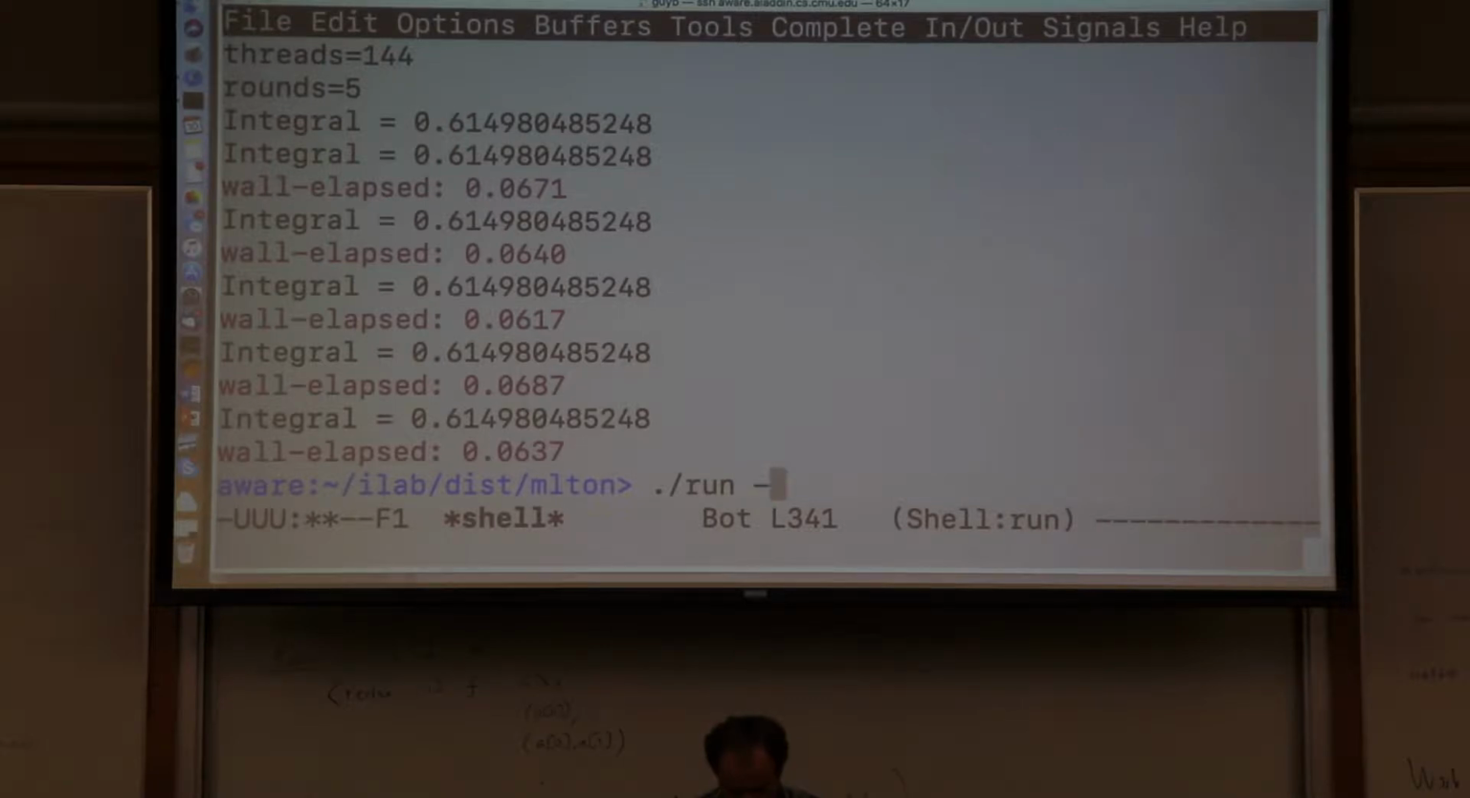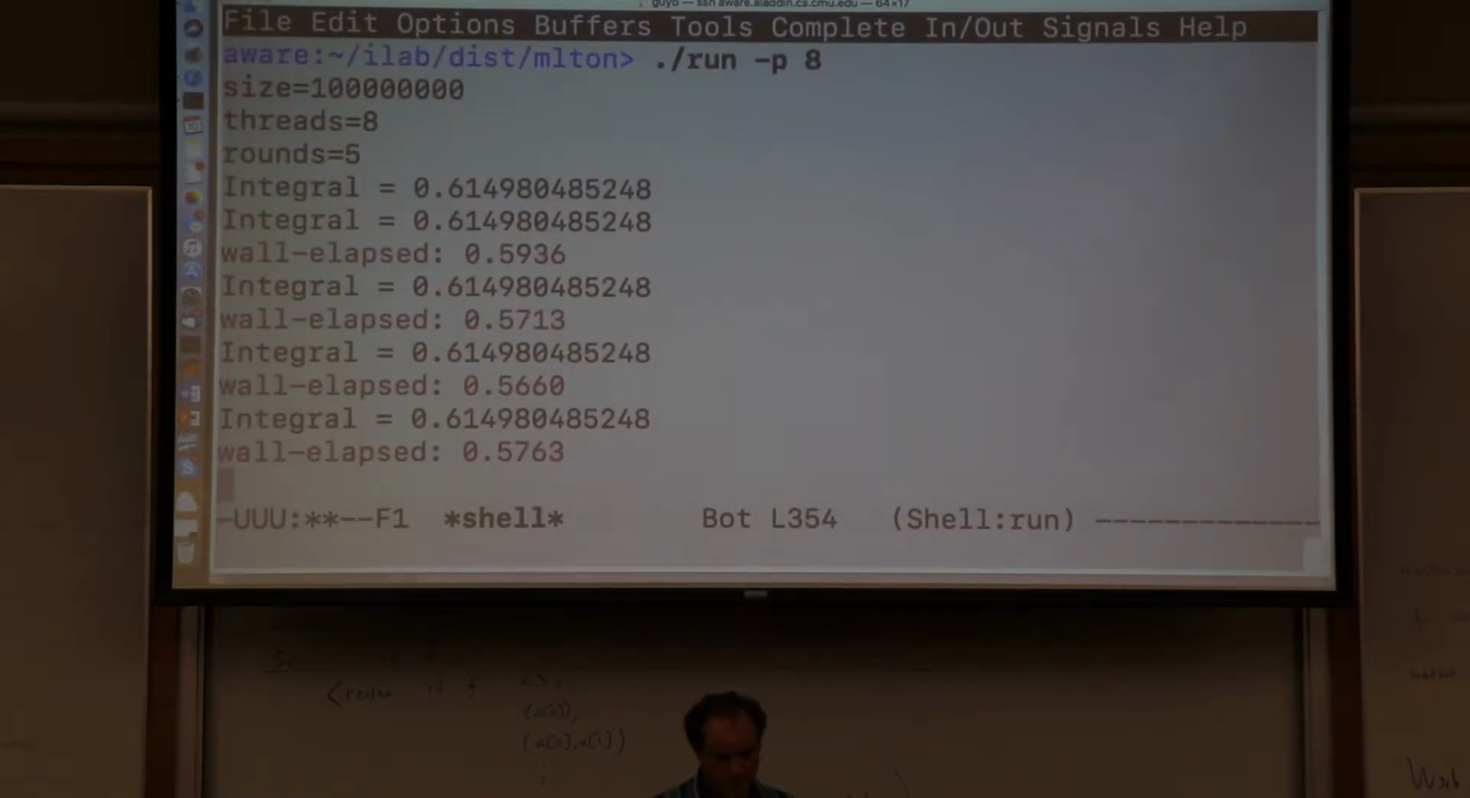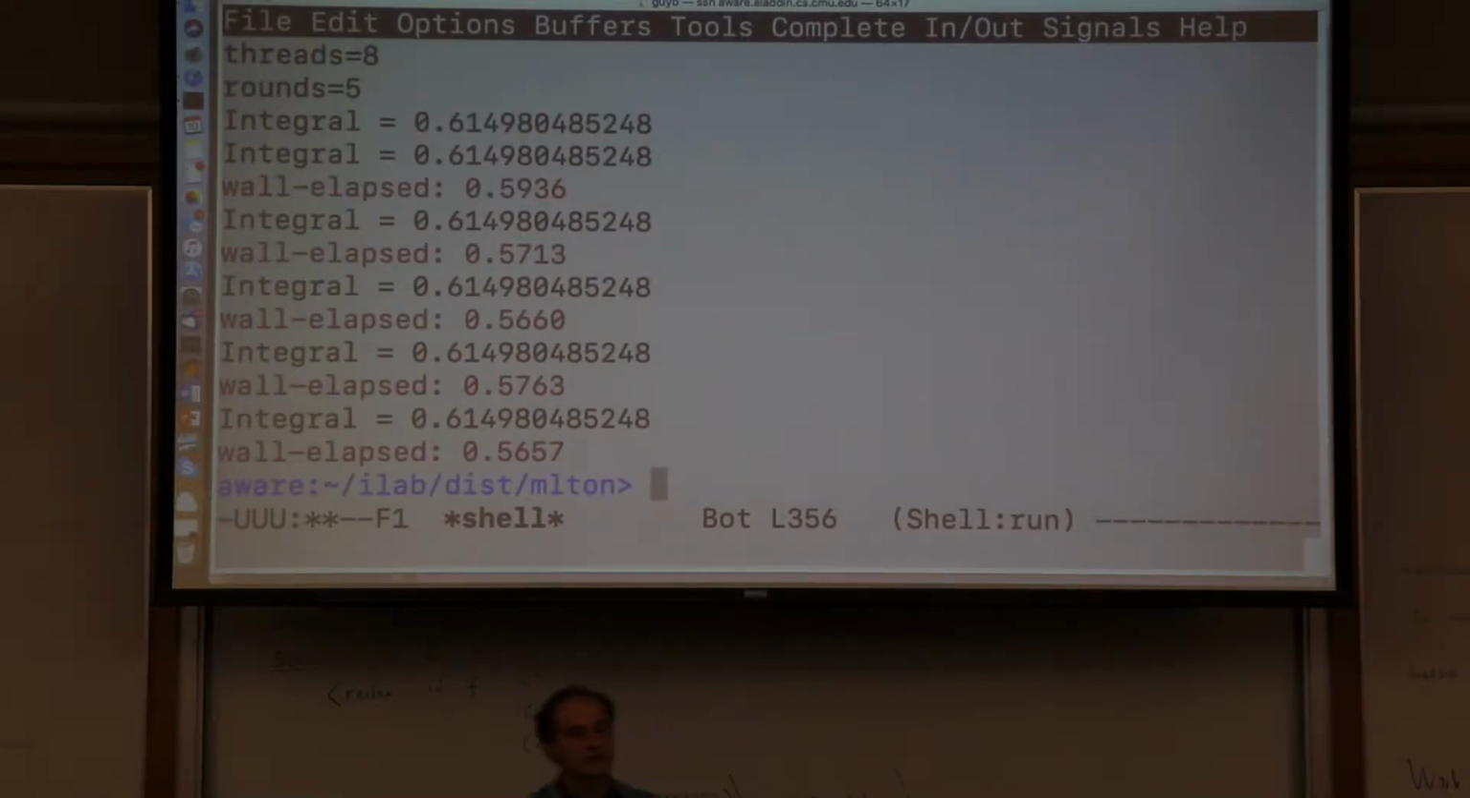Run minus P8. So what would 4.4 divided by 8 be? 0.55, is that right? Or something like that? Yeah, 0.56, right? So it does what you expect it to do. It gets this speedup. I just wanted to show this demo so you don't think this is all smoke and mirrors, that you actually can get speedup.